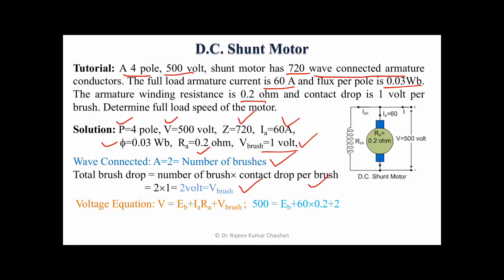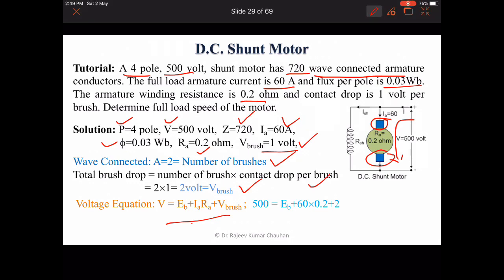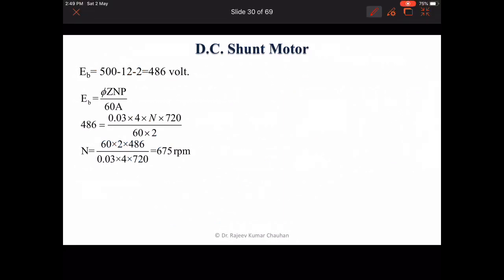From the voltage equation for this circuit, we know V is equal to Eb plus IaRa plus the voltage drop in the brushes, represented by V brush. Just substitute the values of the various parameters in this equation. We get 500 is equal to Eb plus 60 multiplied by 0.2 plus 2. So from here, Eb is equal to 500 minus 12 minus 2, which is 486 volt.